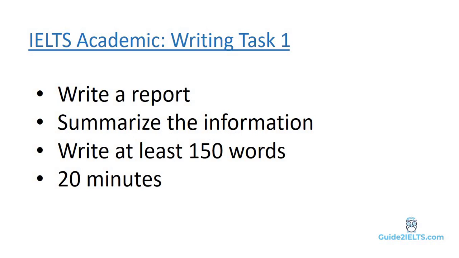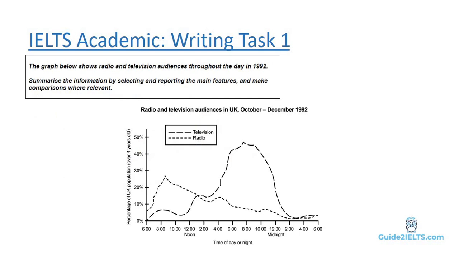The Writing Task 1 academic question that will be discussed in this video is this line graph which shows the percentage of radio and television audiences in the UK.